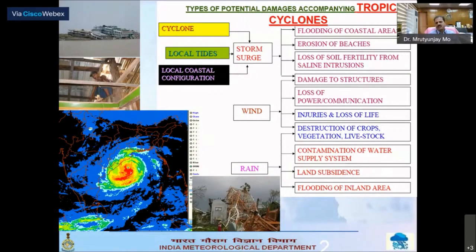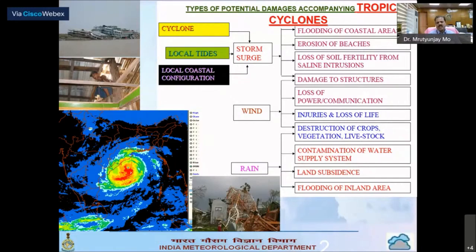It causes damages because of the storm surge in terms of flooding of coastal areas, erosion of beaches, loss of soil fertility due to saline intrusions, and also it can cause damage to structures in the coastal areas. Similarly, wind also can cause damage to structures. There can be loss of power and communications. There can be injuries and loss of lives. There can also be destruction of crops, vegetation, livestock.